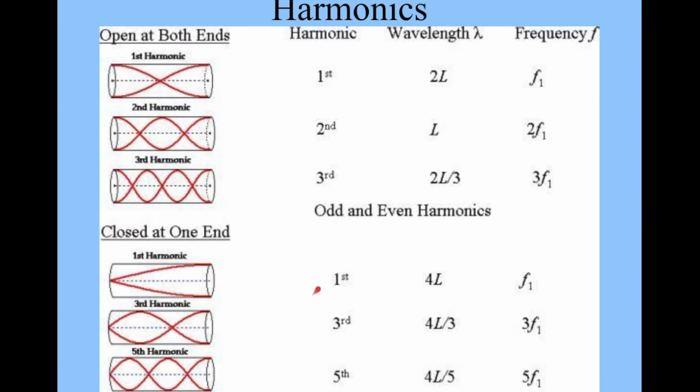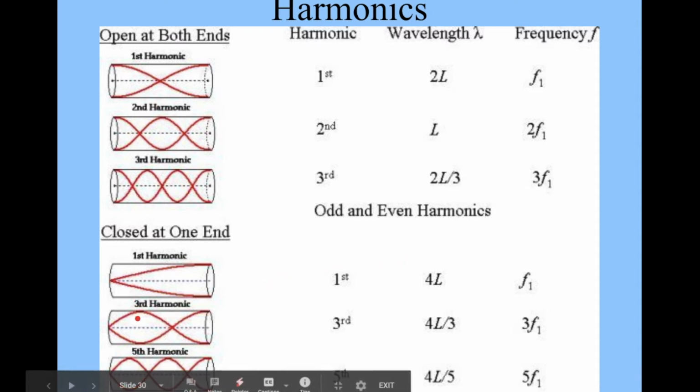So in order to get, if this was 1 meter long and I had 1/4 of a wave, the full wave would be 4 meters long. I'd have to go all the way out into here to get the full wave. On the second harmonic, I get 3/4 of a wave.